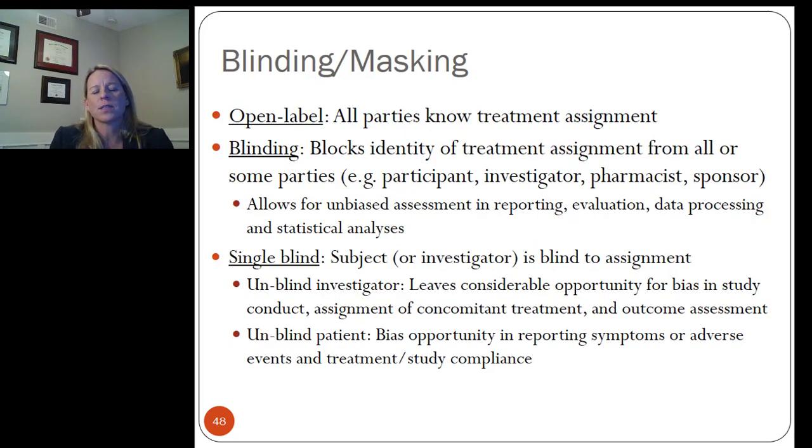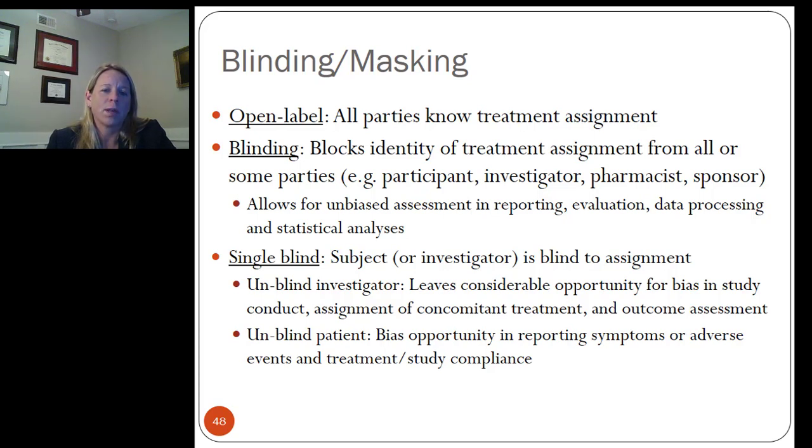The next topic I want to discuss is blinding or masking, and I'm going to walk you through the different types of blinding or masking. Now, you may have come across a study in the past that said that the treatment assignment was given in an open label design, and what that meant is that all parties involved in the clinical trial, the subjects, the researchers, the pharmacists, the nurses, etc., all knew the treatment assignment for all the patients involved. In contrast, the alternative approach is to blind treatment assignment. And there are different approaches, but basically blinding is blocking the identity of the treatment assignment from one or all parties involved in the study.